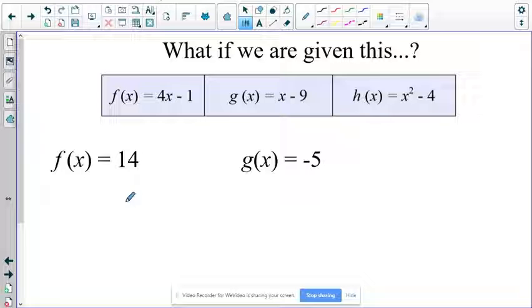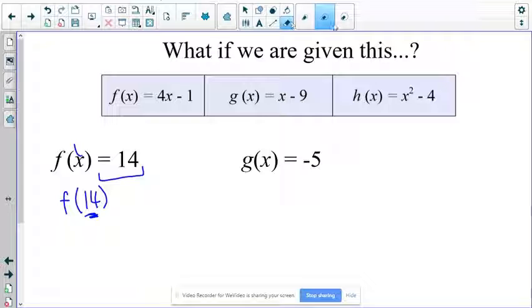Now let's talk about what would happen if I worked backwards. So notice the biggest difference is where we have the number. If I put f of 14, with the 14 on the inside, that is giving you an x value, which means plug in 14. But this time, the 14 is on the outside. So what that means is I'm giving you a y value of 14, not an x value.